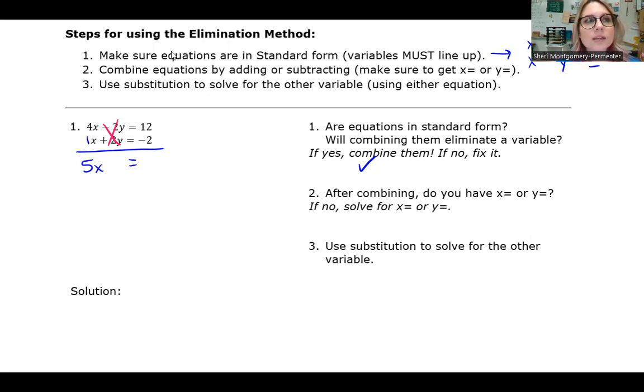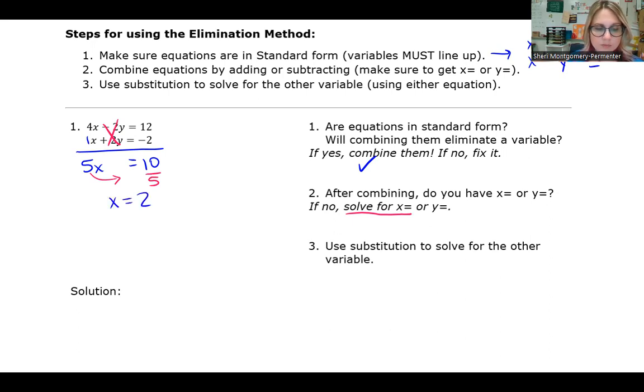equals, what is 12 minus 2? Just +10. And then now I solve for X. It says after combining, do I have X equals or Y equals? Well, no, but I can make it X equals or Y equals. So if no, solve for X. So we're going to solve for X. So now we need to divide by 5. So what does X equal?